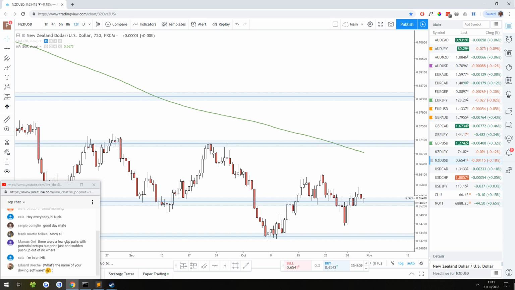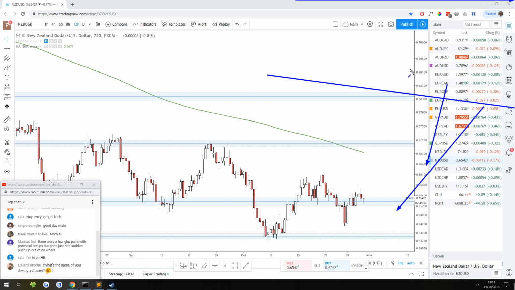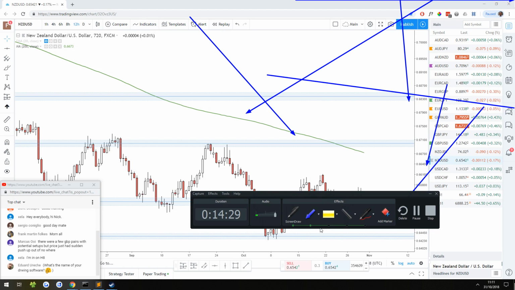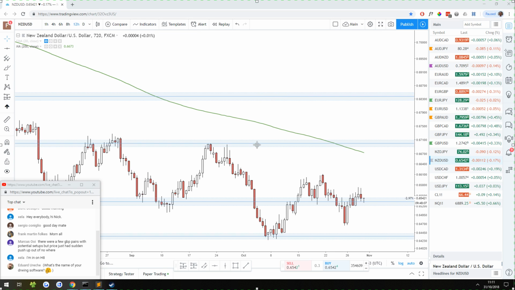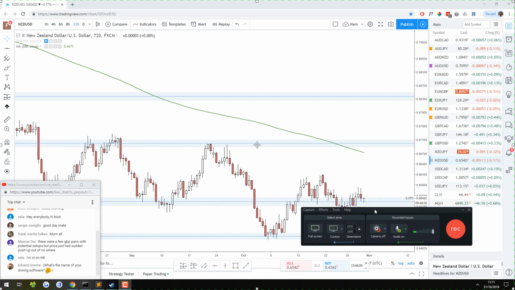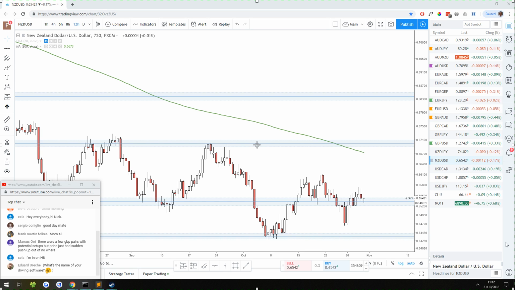The drawing software is not important, Edward. I'm just drawing on my screen. I could draw anywhere on my screen. It doesn't help you with trading at all. It's just part of the recording software I use. It's just a screen recording software that allows you to draw. It's called Camtasia. But it won't aid you in your trading at all.